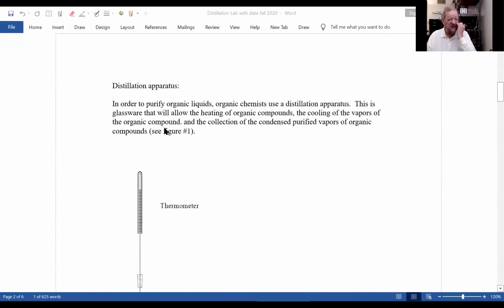how do we distill something? In other words, separate different liquids that have different boiling points. You use a distillation apparatus.